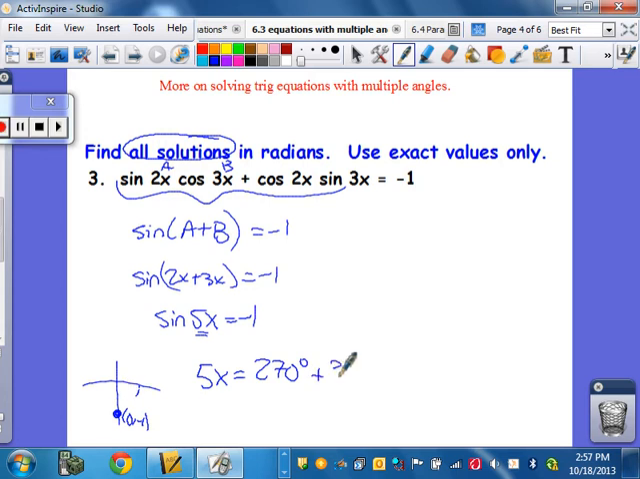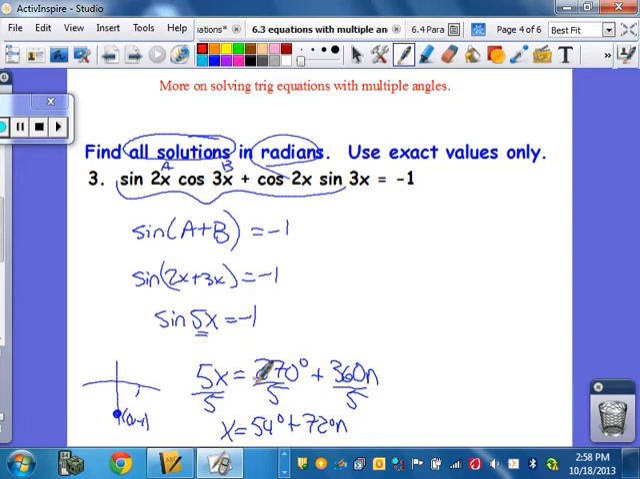I can add 360 degrees however many times I want. I put an n in there, okay? Now this is what I would use if I wanted degree measures, and if I solve, I divide everything by 5. So x would equal 54 degrees plus 72 degrees times however many times I wanted to go around the circle. This is if I wanted degrees, but this is actually easier in radians.